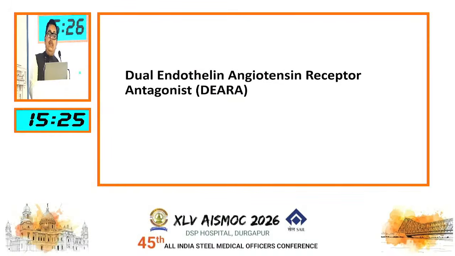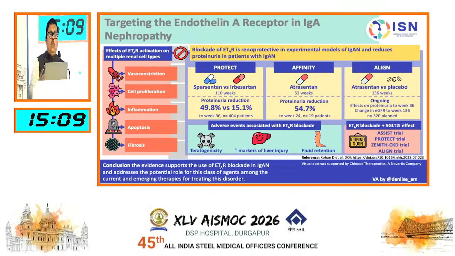So what are DRAs? These are the drugs coming in a big way in the treatment of hypertension and many other kidney diseases. These are dual endothelin angiotensin receptor antagonists. One molecule which is an antagonist to the endothelin receptor as well as the angiotensin receptor. So what are the drugs? Sparsentan and atrasentan are the most common drugs.